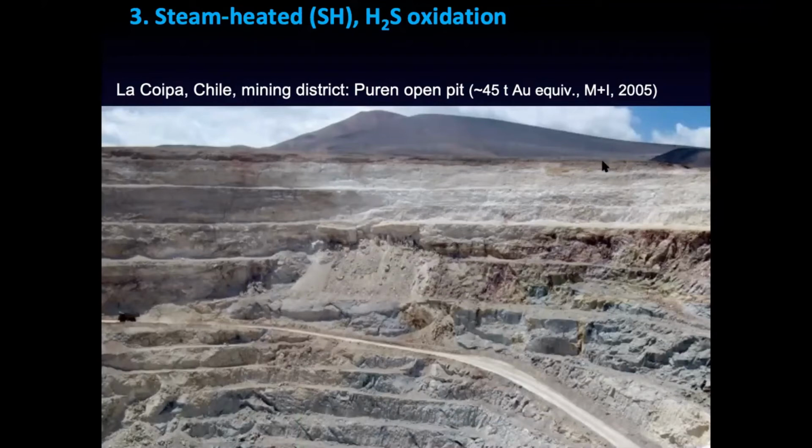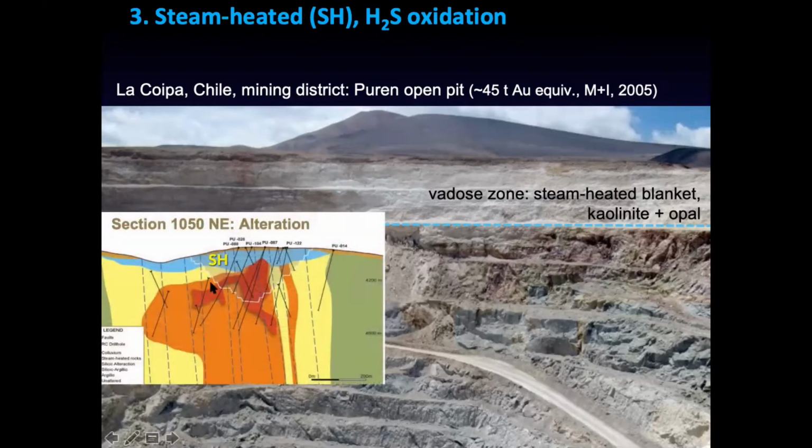Below, a thick horizon of steam-heated alteration with kaolinite, also opal within this horizon. We can see that it's about 30 meters thick, essentially barren. You can have at the base up to about 3 ppm silver, but very, very low concentrations of indicator elements. Below is the Puren deposit.